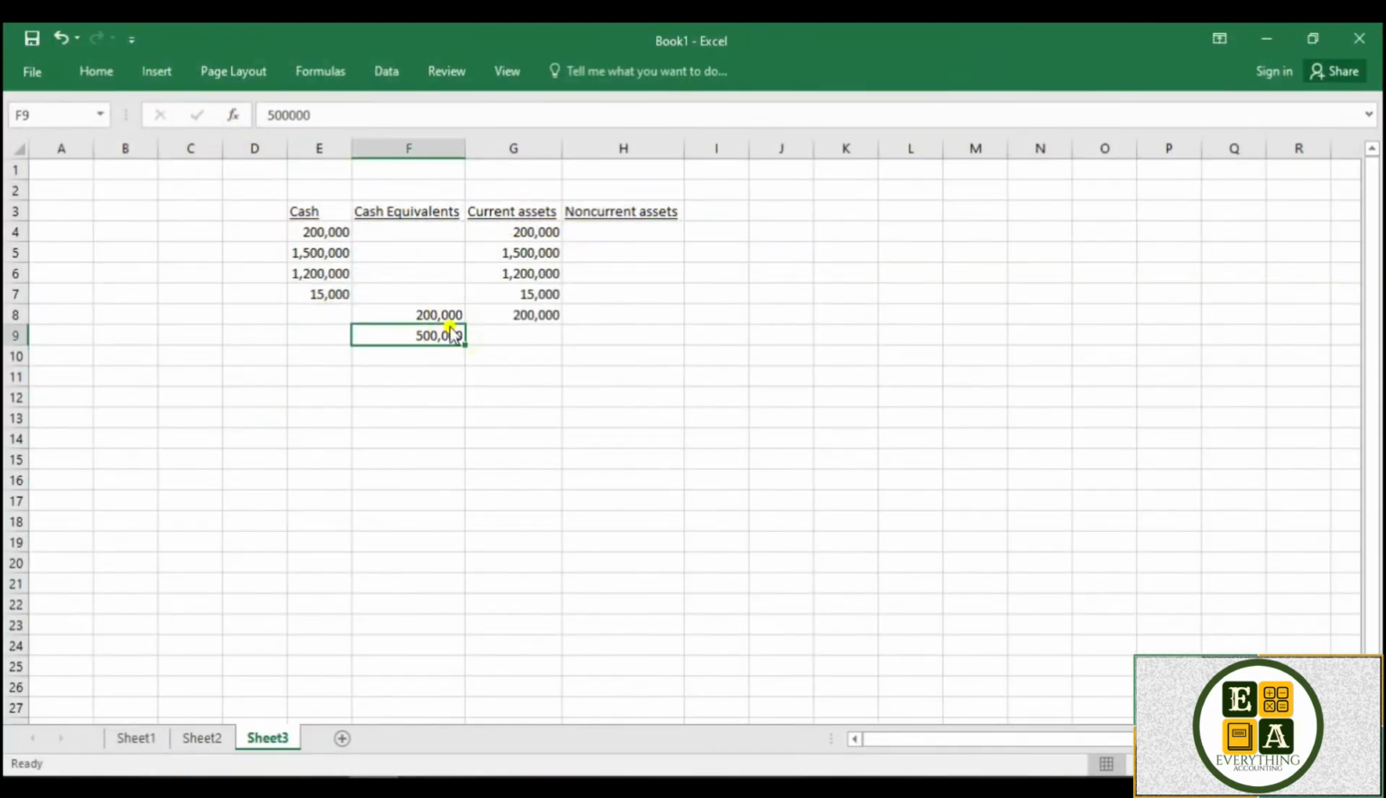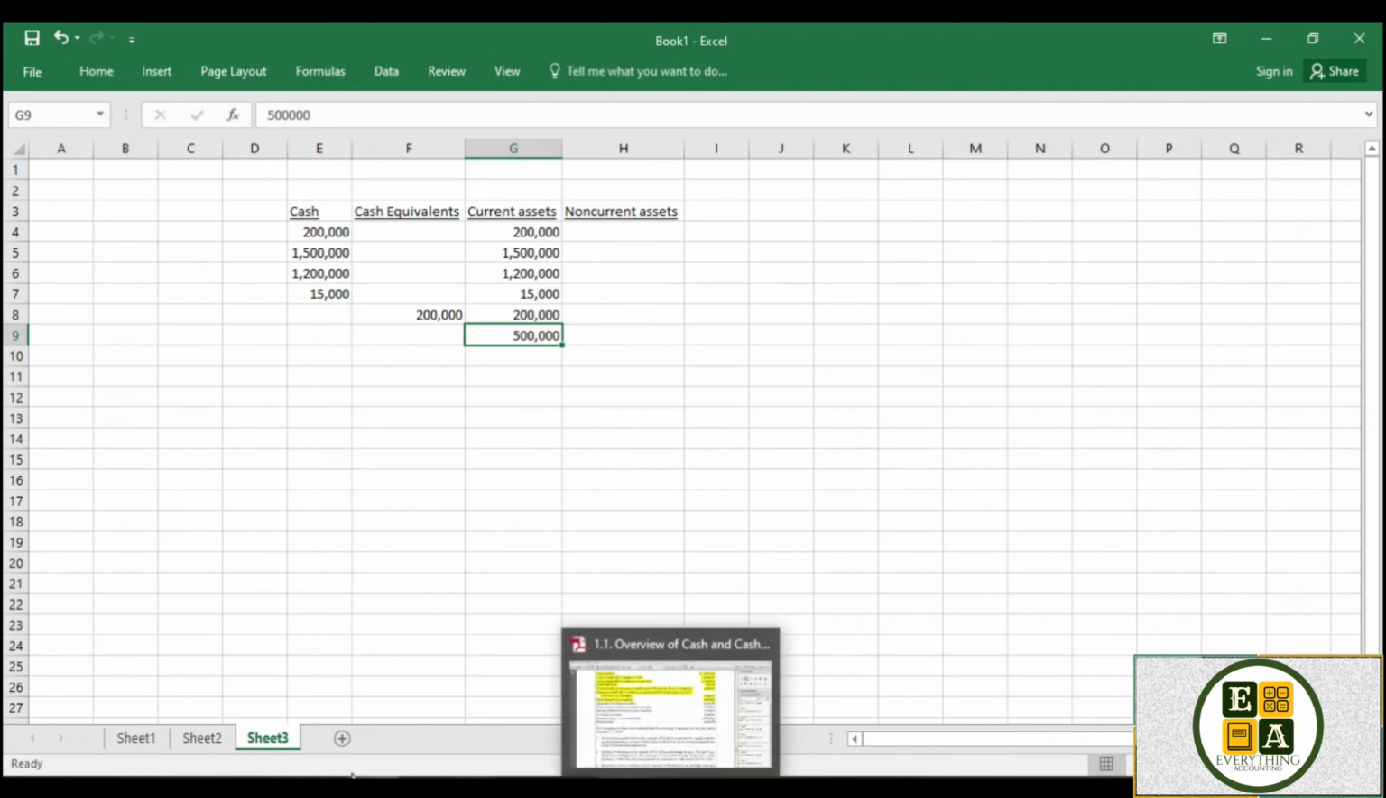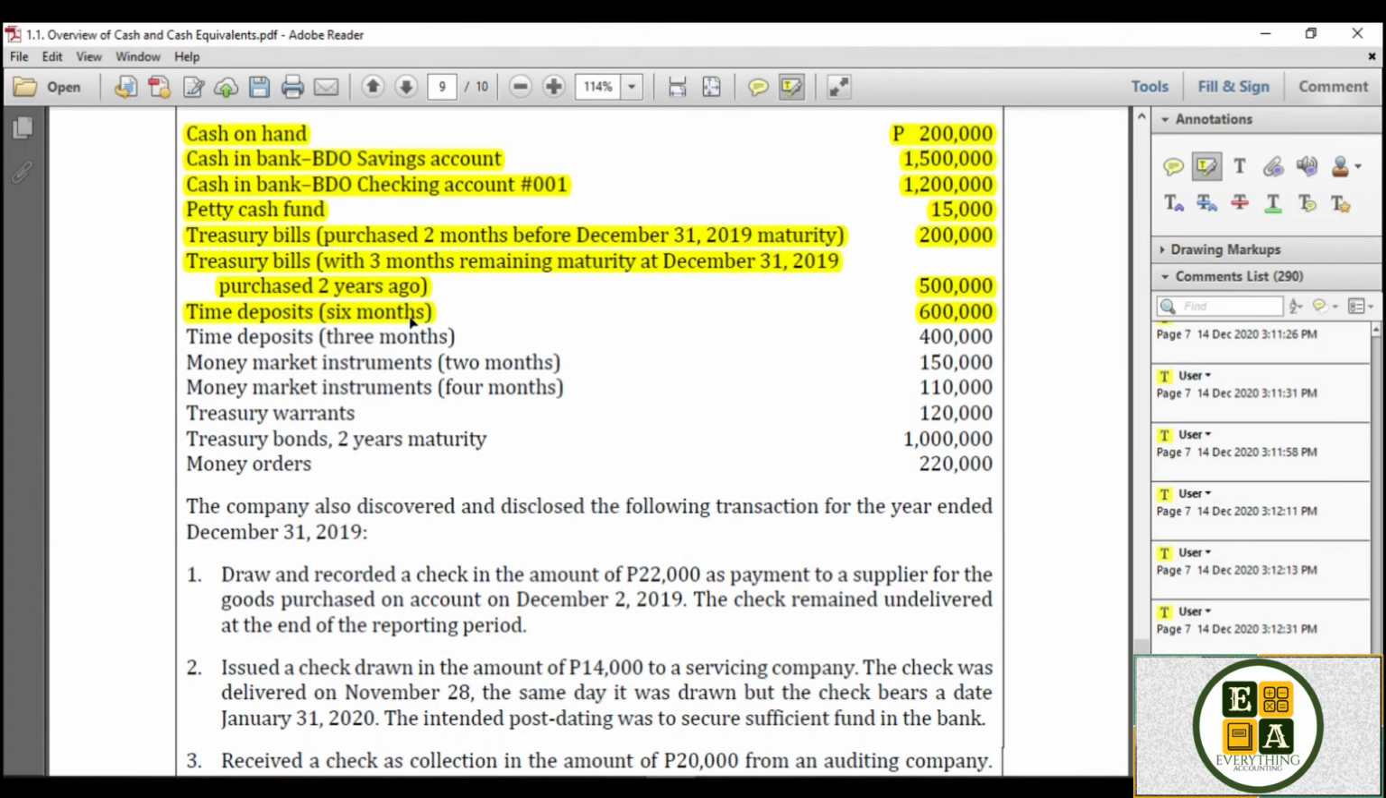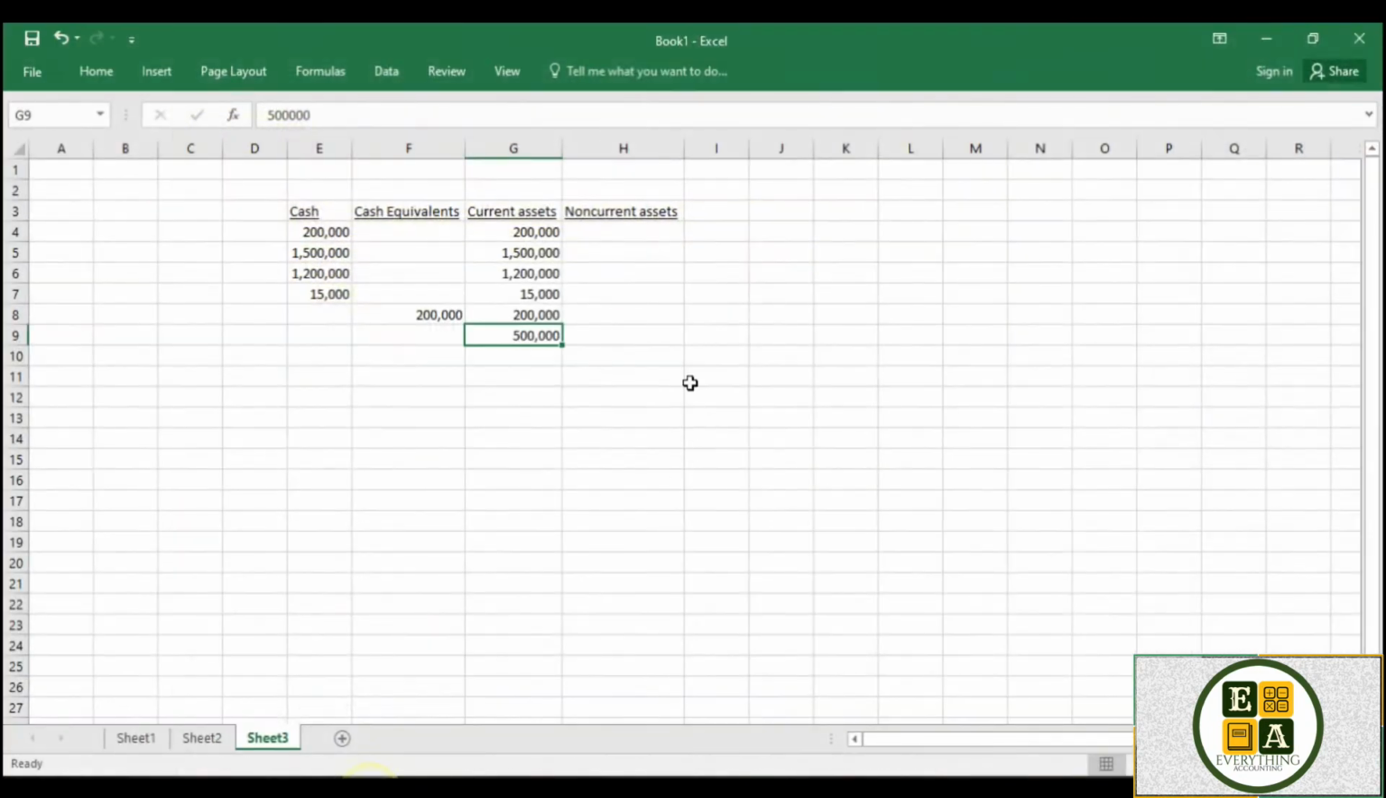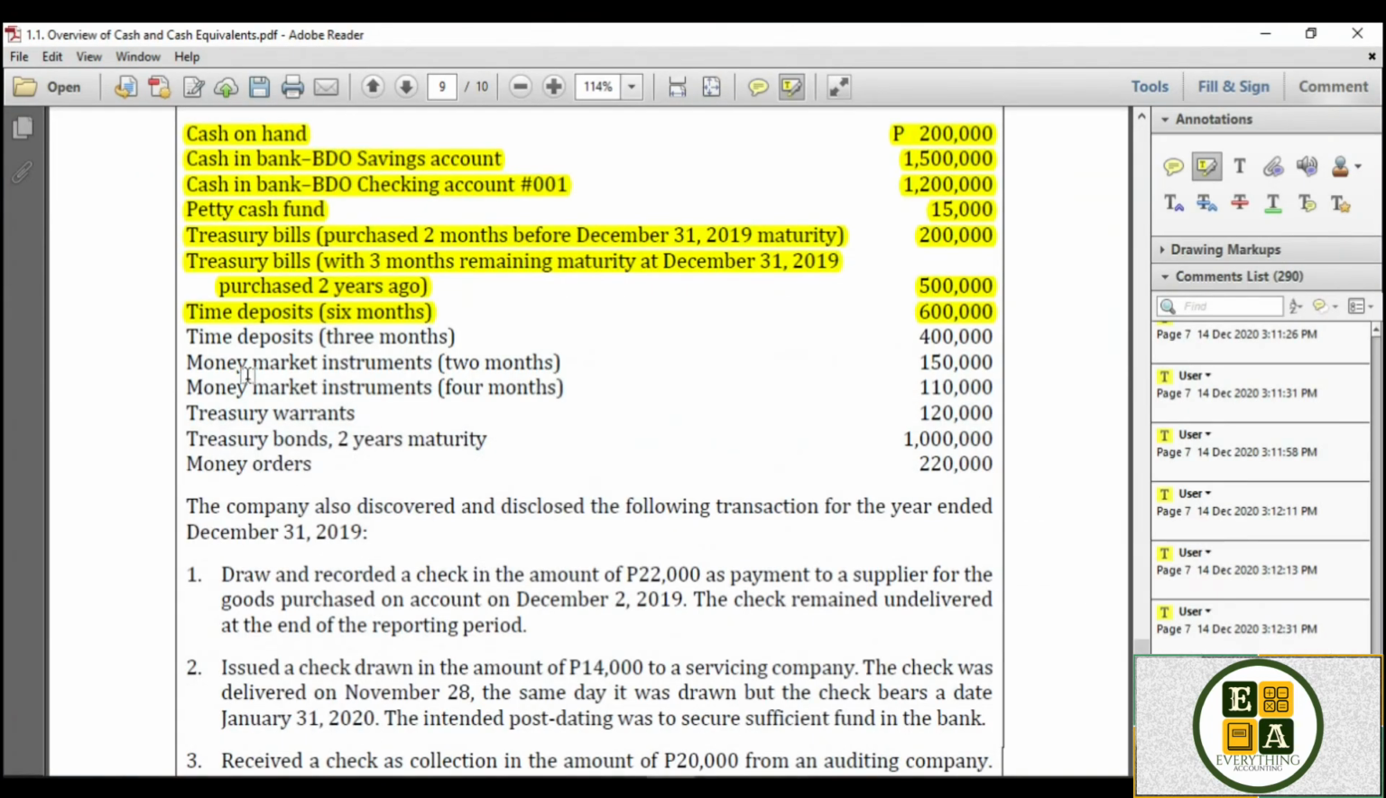Wait, yung 500 pala to is nandito. Sorry, let me correct myself again. Let's proceed. Time deposit, 6 months, 600,000. Other current asset na lang yan. Other current asset yan. So, hindi pa pasok as cash or cash equivalent. Then, time deposit na 3 months, pasok as cash equivalents.